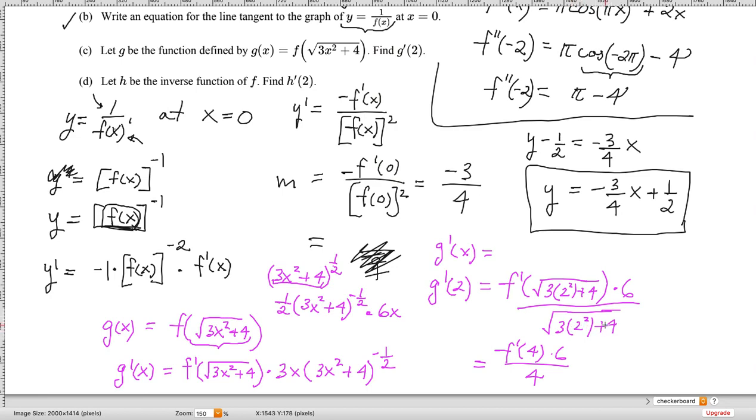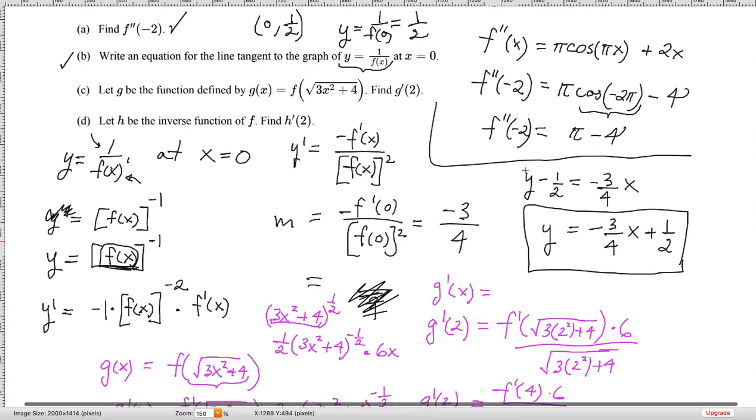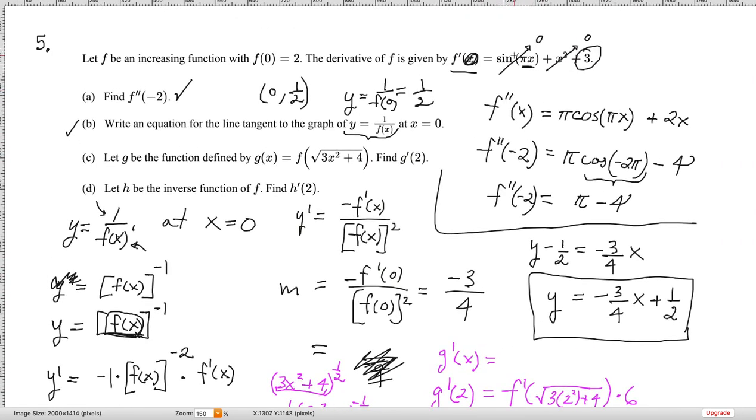3 4s plus 1 more 4 is 4 4s. 4 4s is 16, the square root of 16 is 4. Okay, so this is g prime of 2. And now let's see, this is f prime of 4. Let's go up here, get an expression for f prime of 4. So f prime of 4, this is going to be 4 pi.